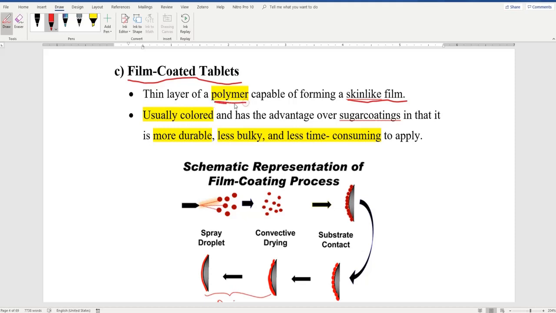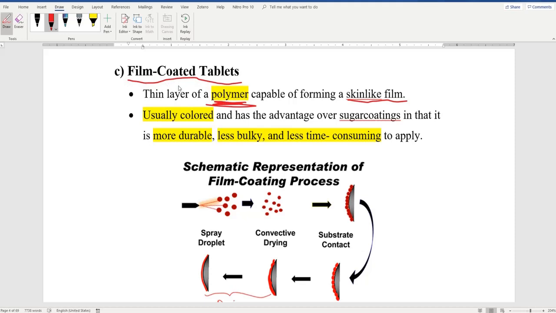is a polymer. And maybe here you remember the enteric coating. Actually, the enteric coating is a type of film-coated tablet. But the polymer might not be enteric. It might be something else, for example hydroxypropyl methyl cellulose, which is water-soluble. It doesn't affect the dissolution of the drug significantly. Therefore, it doesn't have a function regarding the release of the drug.